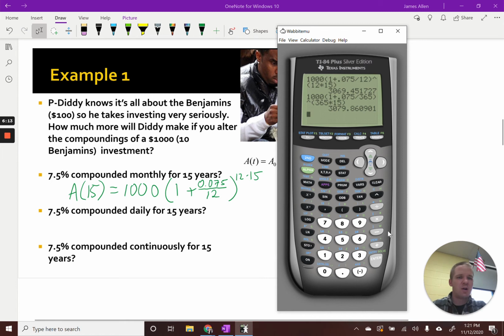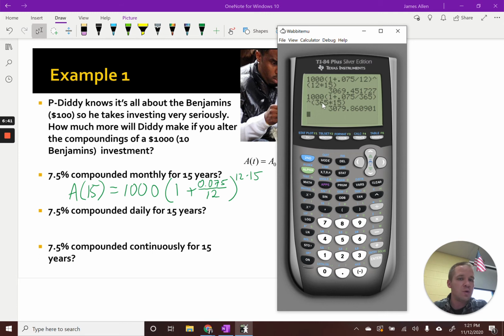All righty, so as you can see here, we have a little bit more, right? It's $3,079.86 just from the extra compoundings. Now, what occurs here is we take this interest rate of 0.075, we divide it by 365 and get this really tiny number, but they apply that tiny interest amount every single day, okay? Which is where we have the exponent there of 365 for 15 years.